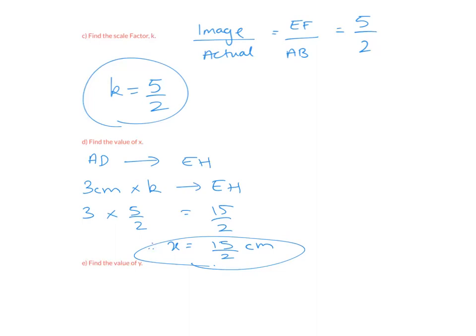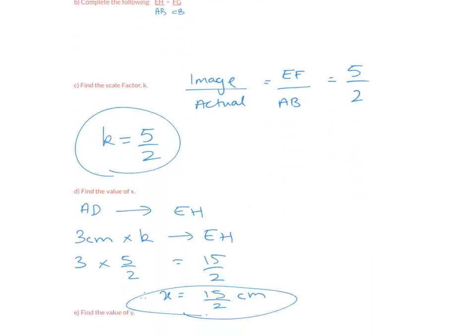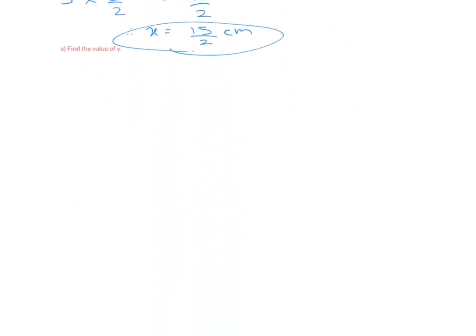Now it says find the value of Y. Let's go back and have a look where Y corresponds to. Y is the diagonal, and that corresponds to 7 centimeters. So let's go back. Now Y is in the actual, so it's in the original. So again, we have DC, and that gives us GH. We have to times DC by K, or CD by K, to get GH.